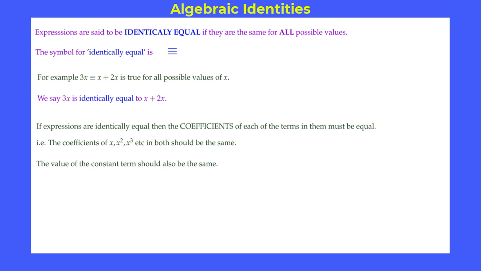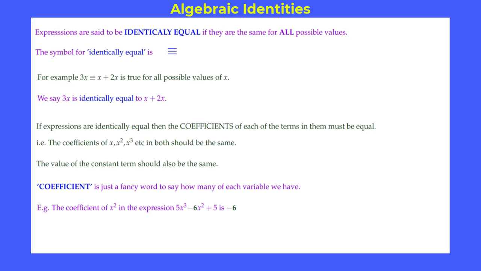If expressions are identically equal, then the coefficients of each of the terms in them must be equal. That is, the coefficients of x, x squared, x cubed, etc. in both should be the same. The value of the constant term should also be the same. Now the word coefficient is just a fancy word to say how many of each variable we have. For example, the coefficient of x squared in the expression 5x cubed minus 6x squared plus 5 is -6.